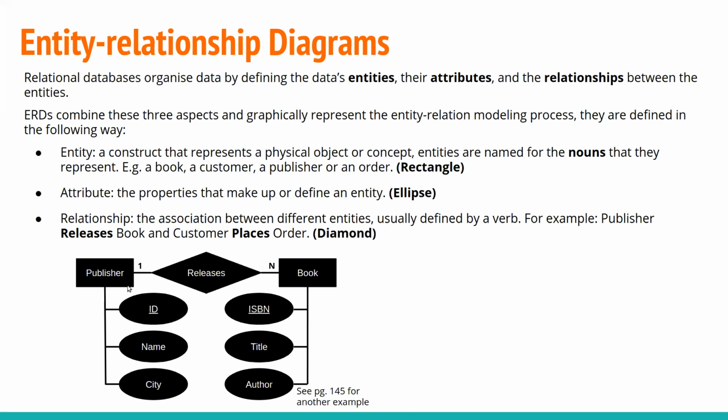You can see a publisher has different attributes. They have an ID, which is just a way to uniquely identify each publisher. They have names, and they have cities, where they're from. A publisher would have those attributes, and also other attributes as well. But there's also a book. A book is another entity, since publishers publish books.